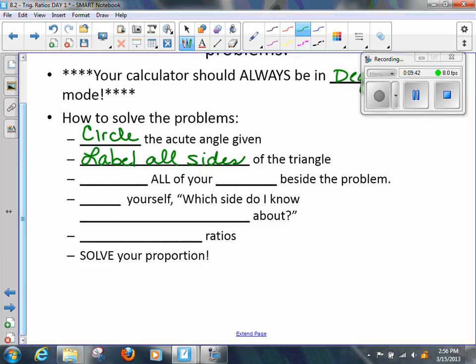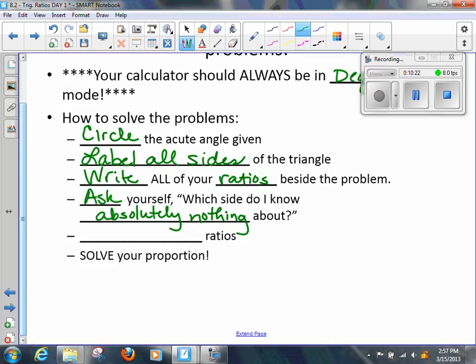Okay? Next thing you're going to do is you're going to write all of your ratios beside the problem. This is what I said. You're going to think it's a lot. It's really not a lot. And then you're going to ask yourself, which side do I know absolutely nothing about?